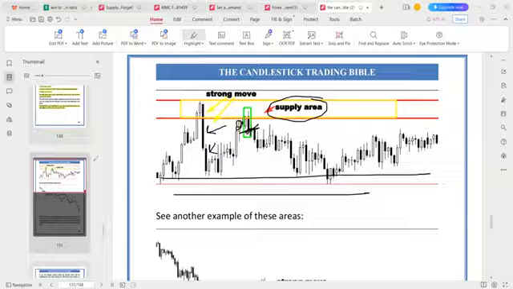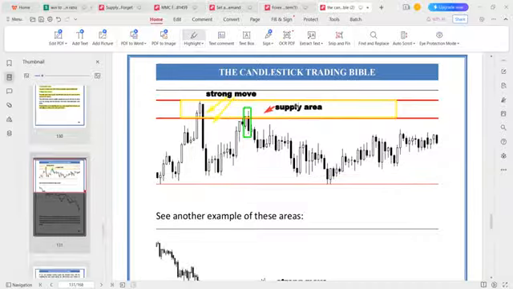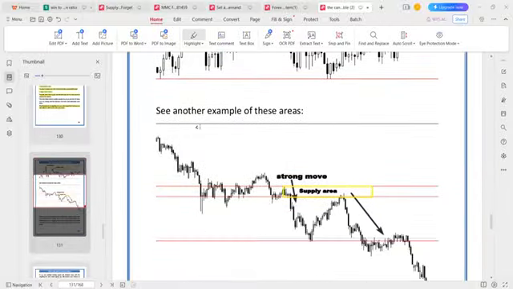You see, all your confluences have to come in together. Then you take your trade. So after you see your bearish engulfing trade, if you want to wait for a slight retracement, that's up to you. But again, that's your sign to actually sell a trade. See another example of these areas, right?